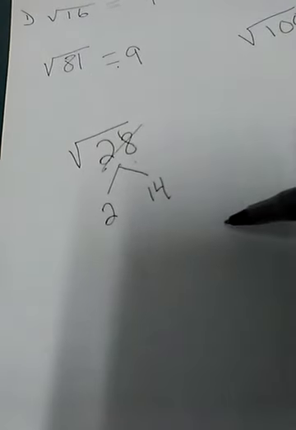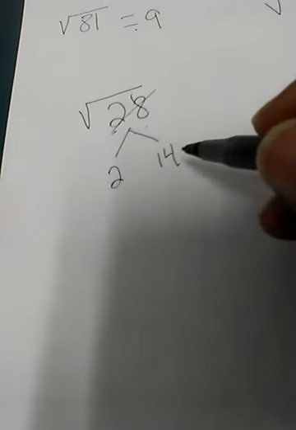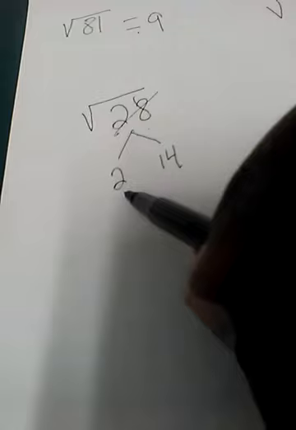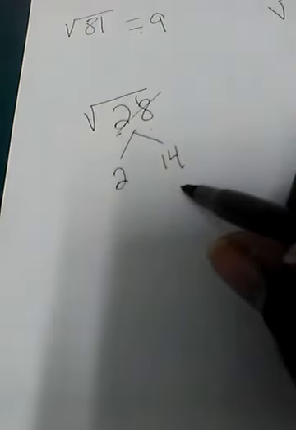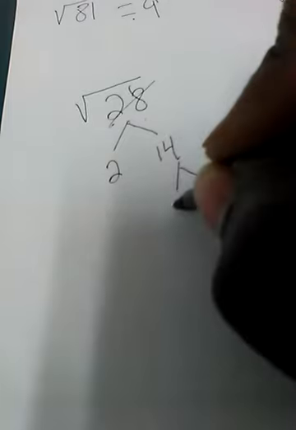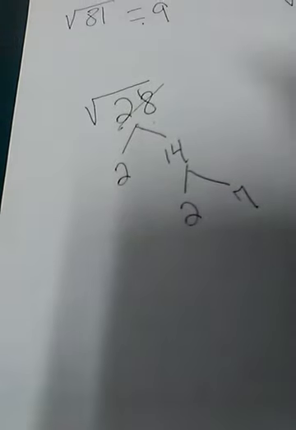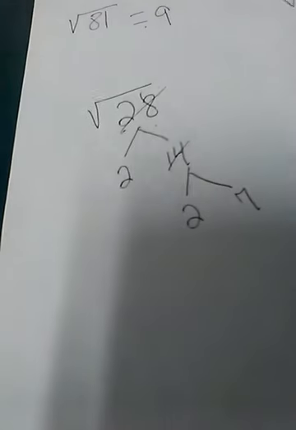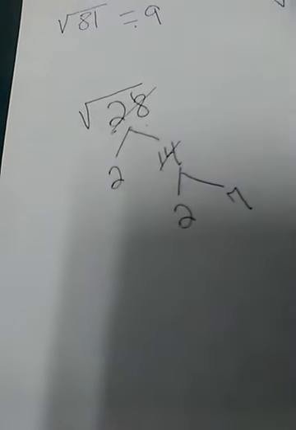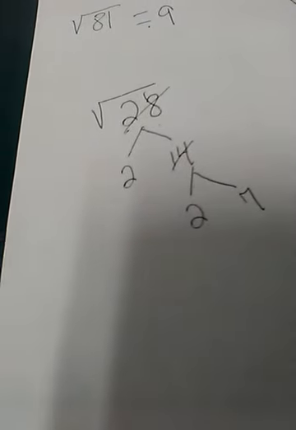We want to break numbers down until they're basically in their prime form, or we can see a set of pairs. It makes no sense to break down 2, so I'm just going to leave that alone. But I can break down this 14, and 14 can be broken down into 2 times 7, because that will give me 14. That means I've already broken down this 14. So what I'm basically saying is that 2 times 7 is 28. And sure enough, it is.